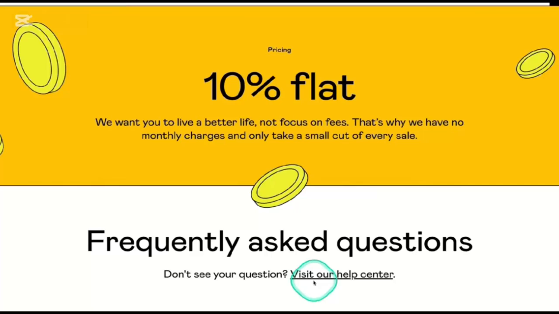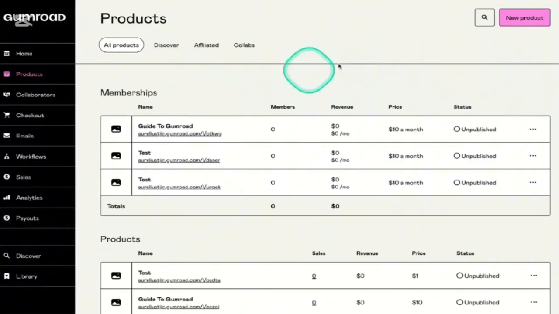Now set up your payment info. Go to settings, choose your payouts and choose how you will get paid. US sellers opt for direct deposit, and outside the US they use PayPal or Wise.